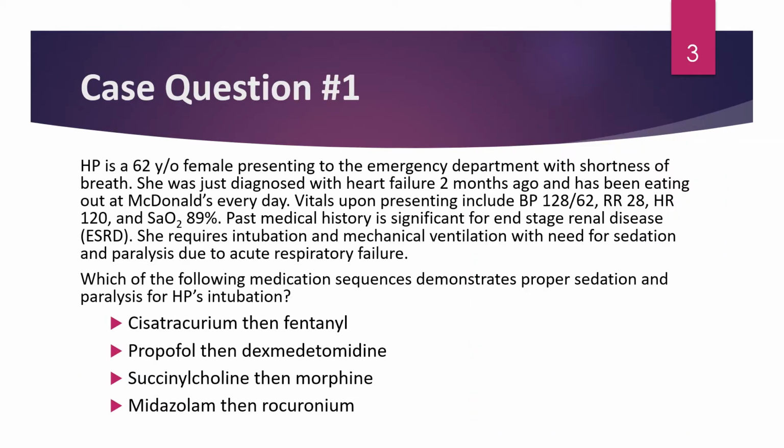We're going to start off with a patient case. We have a patient HP who's a 62-year-old female presenting to the emergency department with shortness of breath. She was just diagnosed with heart failure a couple of months ago and has been eating out at McDonald's every day. Vital signs upon admission include blood pressure 128/62, respiratory rate 28, elevated, heart rate 120, and oxygen saturation 89%. Past medical history is significant for end-stage renal disease in addition to heart failure. She requires intubation and mechanical ventilation with need for sedation and paralysis due to acute respiratory failure.